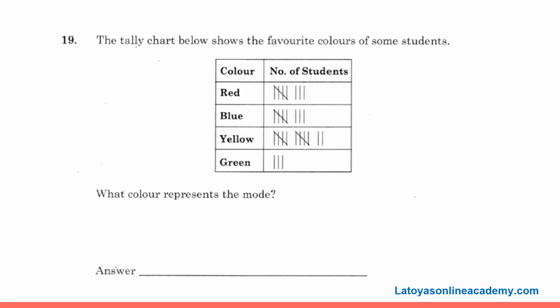Question number 19. The tally chart below shows the favorite colors of some students. We can see the colors here and we can see the number of students. What color represents the mode? The answer is yellow. Yellow is the color that represents the mode. Why? Because yellow was liked the most by the students.